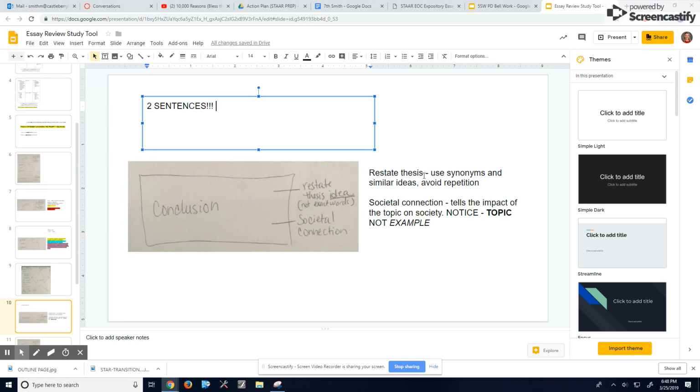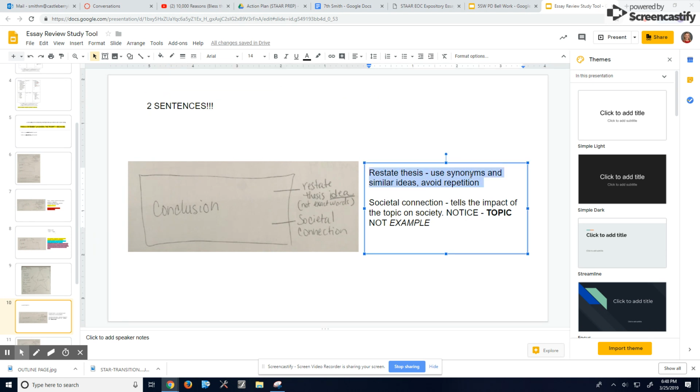The first one restates that thesis, okay? Use synonyms and similar ideas. Avoid repetition because that knocks you down from like that 3 and that 4 to that 2. Then you add your societal connection, which tells the impact of the topic on society. Notice it tells the impact of the topic, not the example.